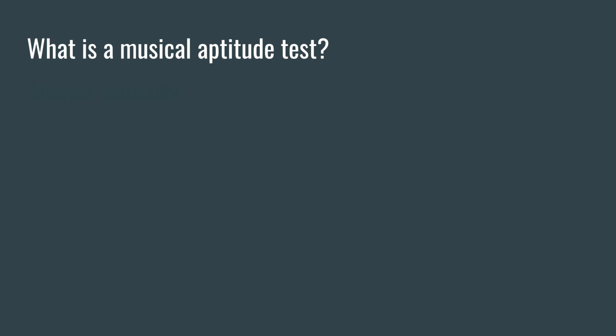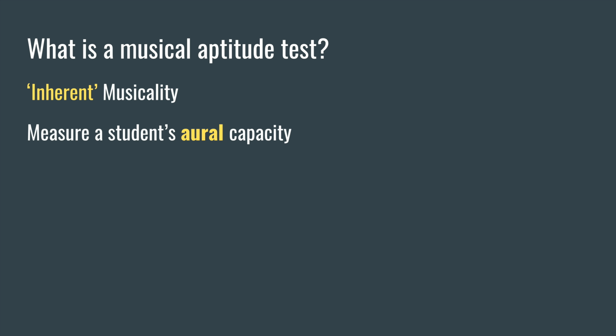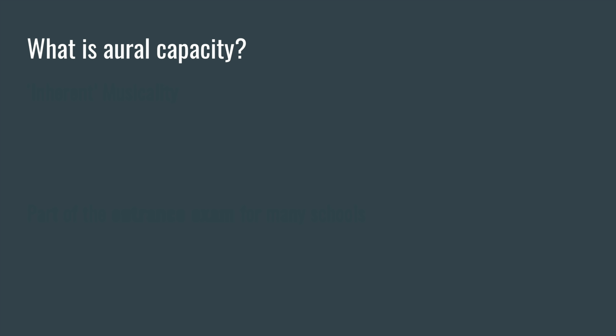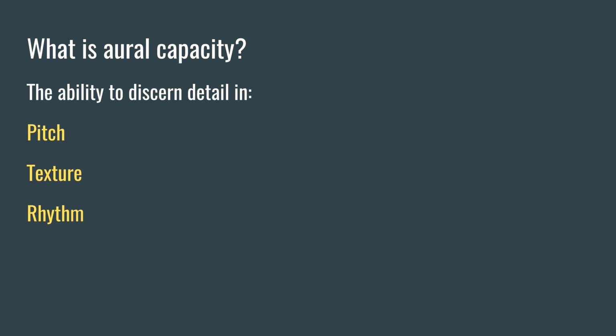So what is a musical aptitude test? It's designed to look for inherent musicality in a student, and this essentially means measuring their aural capacity, i.e. their ability to hear. Sometimes it's used before learning an instrument, but more commonly it's used as part of the entrance exam for many schools. So what's aural capacity? Aural capacity is the ability to discern detail in things like pitch, texture, and rhythm.